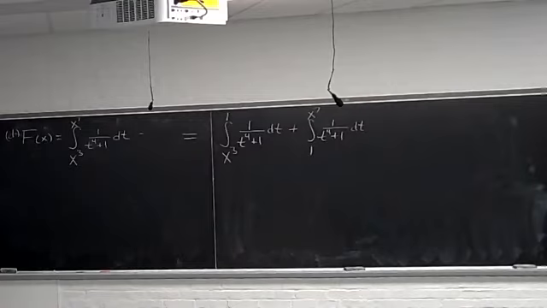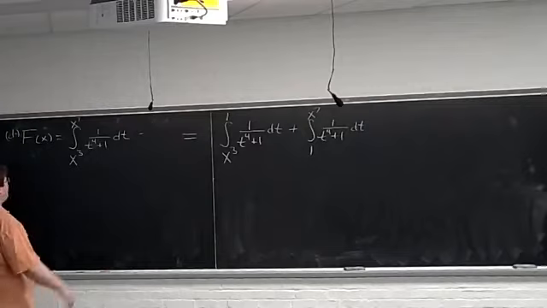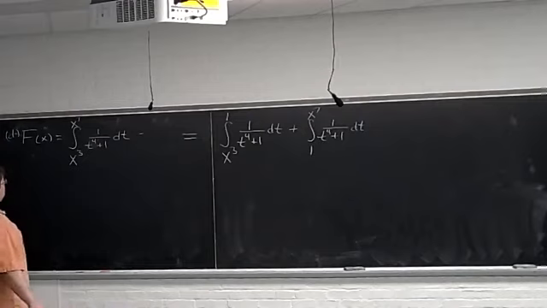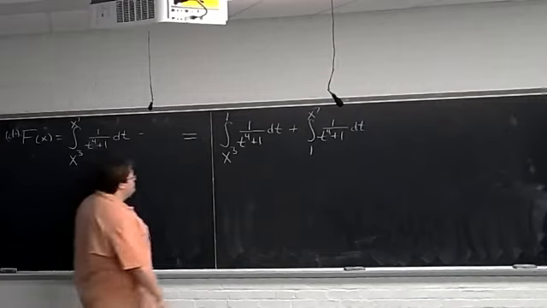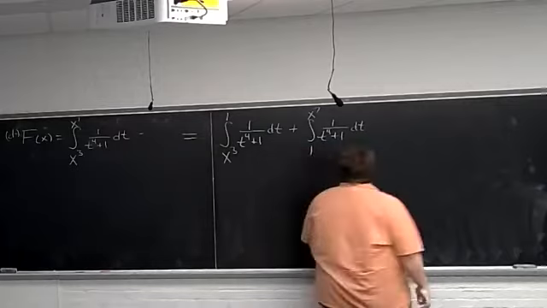But t to the 4th plus 1 is always non-zero, at least for real numbers. So it has to be a number, and the integrand has to be defined at that. Here, 1 works, so I use 1.